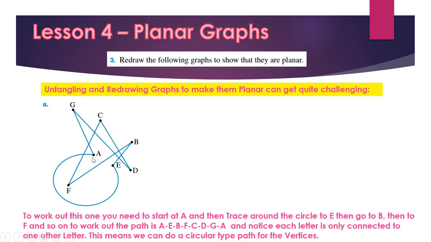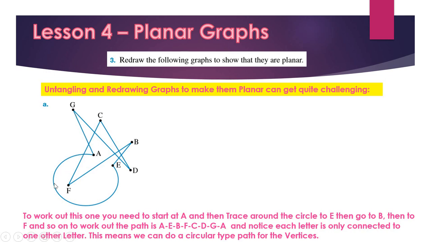Now, if we start at A here and start tracing round, you can see we go from A round to E, then we go up to B, down to F, up to C, down to D, then we go up to G and back to A. So we're just doing a continuous path here where we're not visiting any of those vertices twice. And this is going to be talked about in later lessons actually. That's a special characteristic of that path.